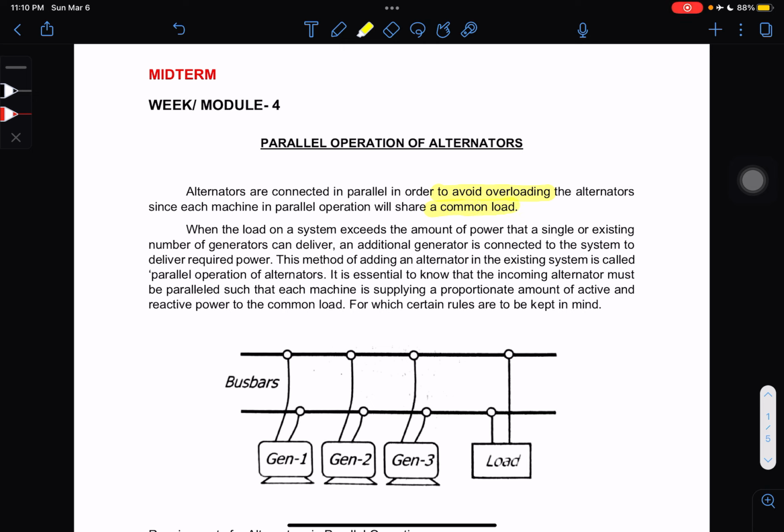So when the load on a system exceeds the amount of power that a single or existing number of generators can deliver, an additional generator is connected to the system to deliver required power. So, sa atoang system, ma-detect niya if ang atoang amount sa atong power is nasobra na. So, pwede ta maka-add og another generator para makuha or ma-connect ang deliver nga gi-require nga power. So this method of adding an alternator in the existing system is called parallel operation of alternators.